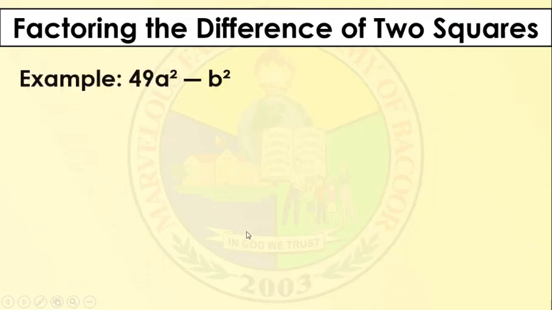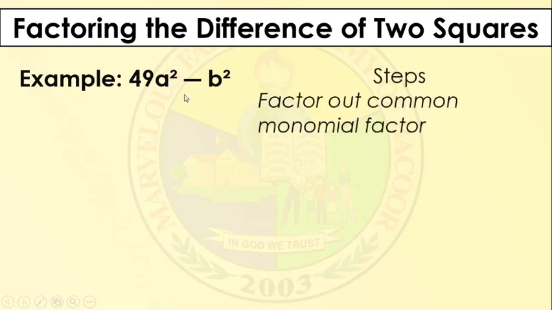Yung next example natin, example number 3, 49a squared minus b squared. Okay. So, anong unang gagawin? Kinakailangan nating kunin yung kanilang common factor. Okay? So, since wala naman silang common monomial factor, ibig sabihin nun, hindi na natin ifa-factor. Kasi wala namang ibang number dito para i-factor natin. And then, si a at b naman is magkaiba. Okay? So, ang gagawin na lang natin is i-square root na lang natin.